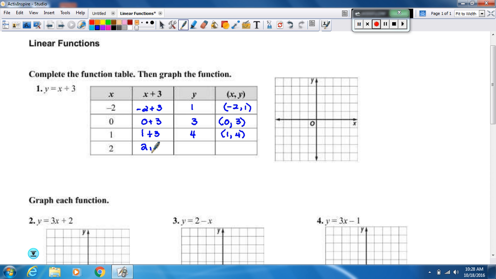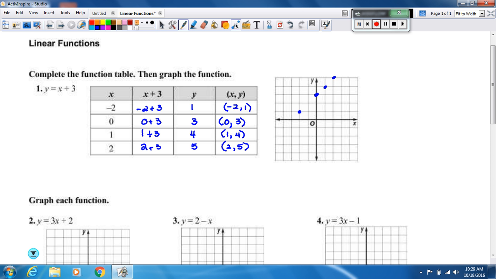And then 2 plus 3 is 5. So x is 2, y is 5. So then to graph it, negative 2 on the x and up 1. 0 on the x, that's what the 0 is, but up 3. 1 on the x, up 4. And 2 on the x, up 5.